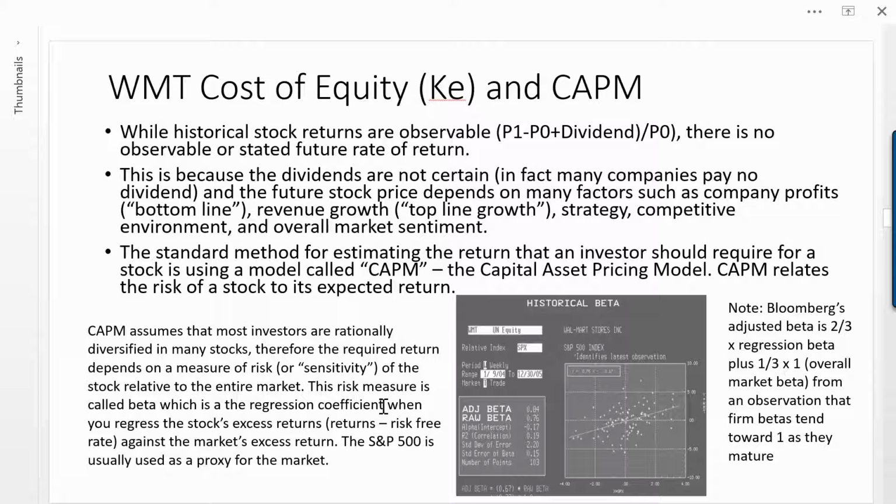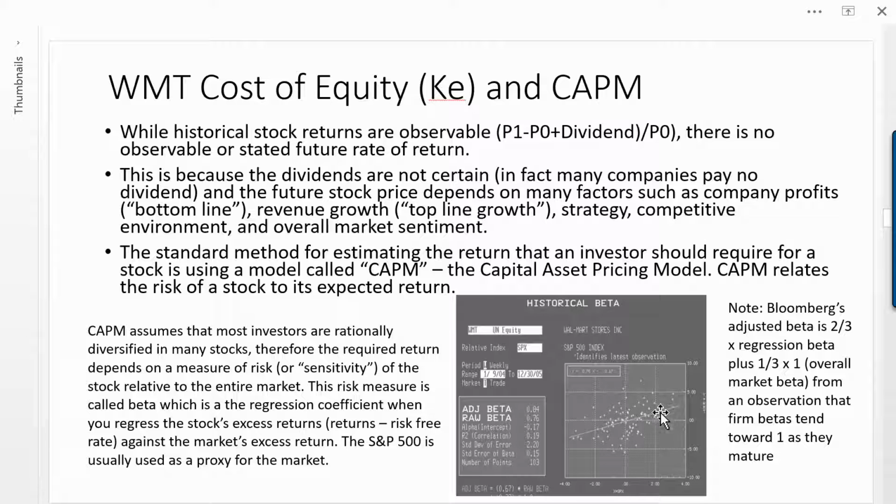So CAPM says that the measure of risk we should be concerned about is this risk called beta, which measures the sensitivity of an individual stock to the total market. How you measure that is you gather some historical data. Now this is a Bloomberg screen looking at Walmart last decade.